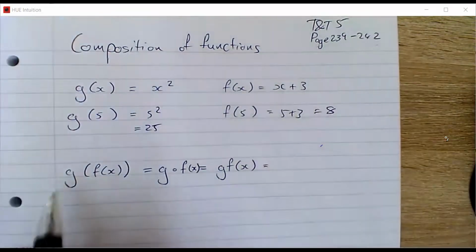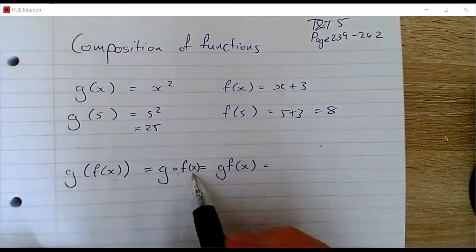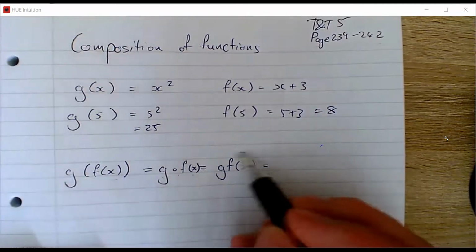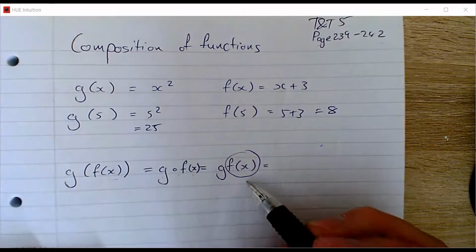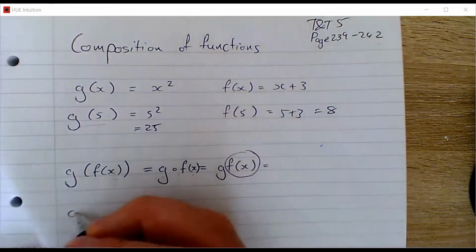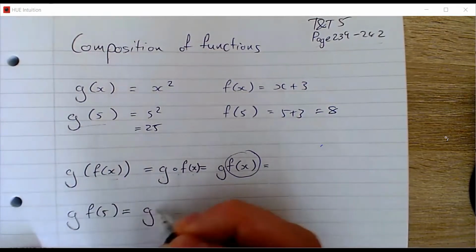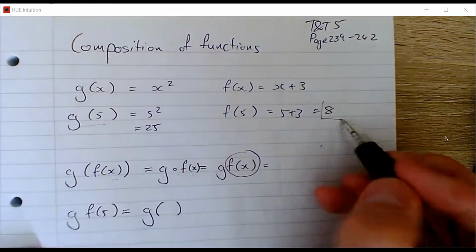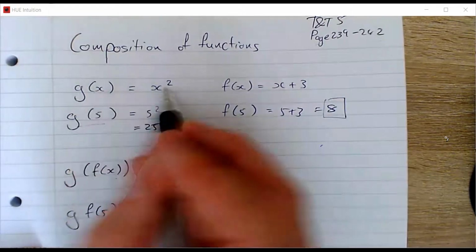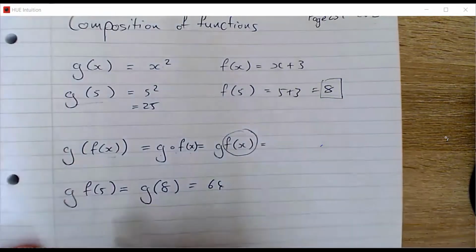If you're given notation that looks like this, it's "g after f", is how that's often said. So g after f of x means evaluate f of x first, and then plug your answer back into g of x. For us, it might be g of f of 5. Well, f of 5 is 8, so g of 8. And then 8 squared is 64. So g of f of 5 is 64.